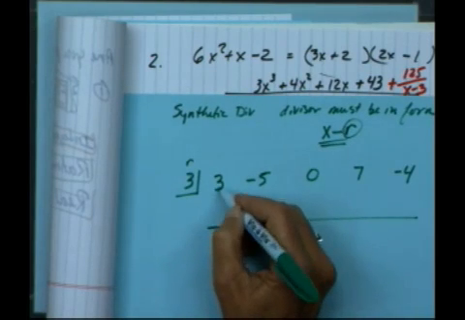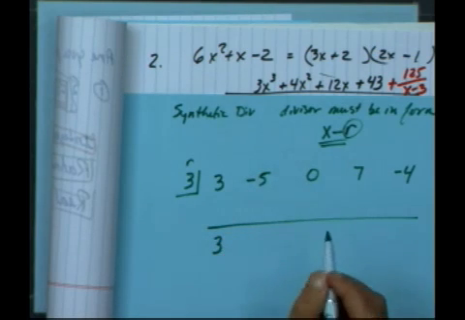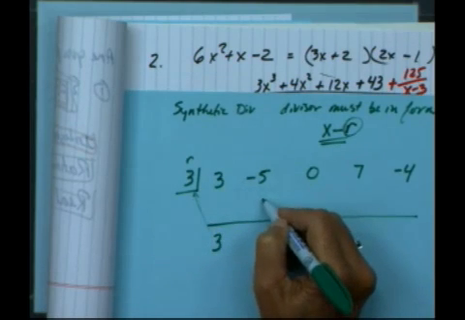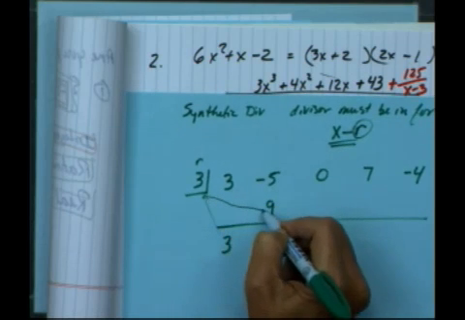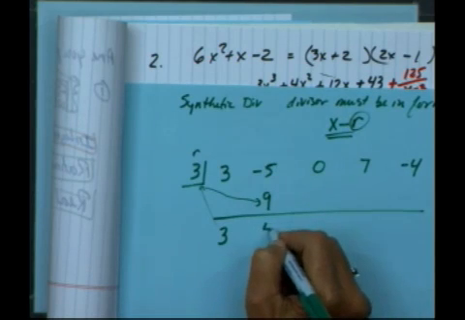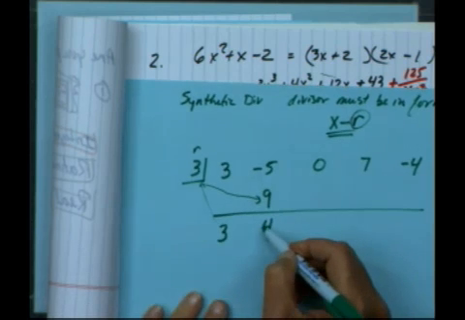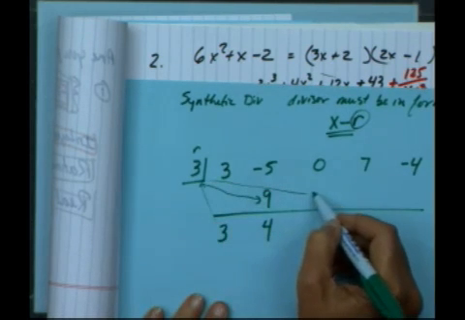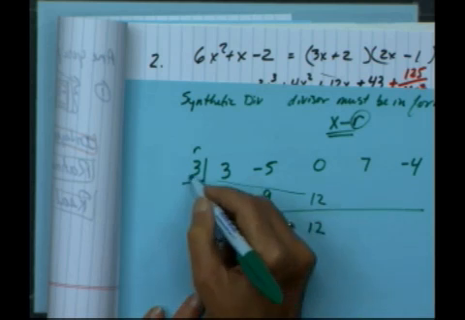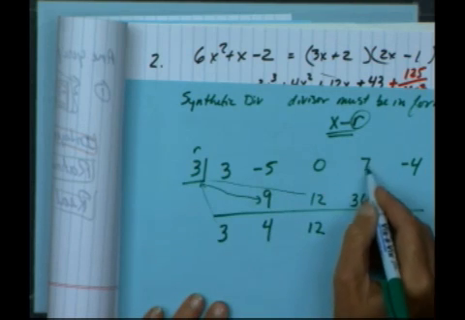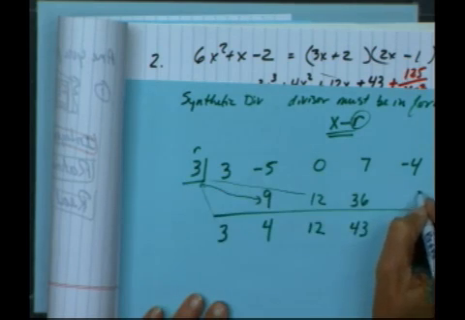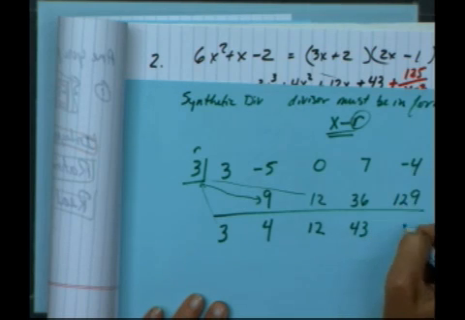You always bring the first coefficient down. And then we just say 3 times 3 is 9, and you put it right here. And then you just add. 9 and negative 5 is 4. And then we go 4 times 3 and put a 12 here. And we add. 12 times 3 is 36. And we add. 43 times 3, 129. And we add.